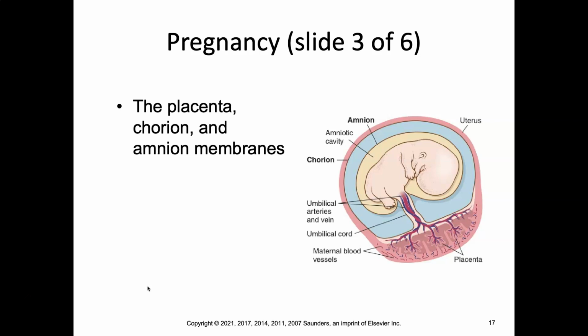And this is a visual of how the placenta is and all those blood vessels that develop, and how they come together through the umbilical cord into the baby. And then you can see the baby surrounded by the amniotic fluid in the amniotic cavity, and how that all works.